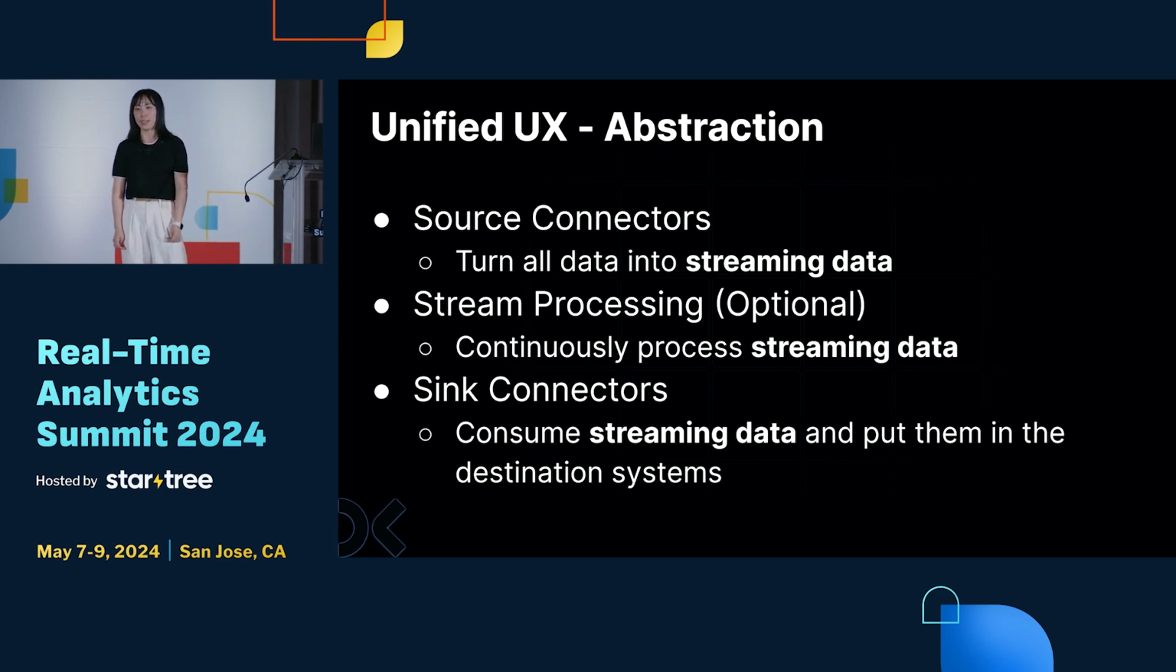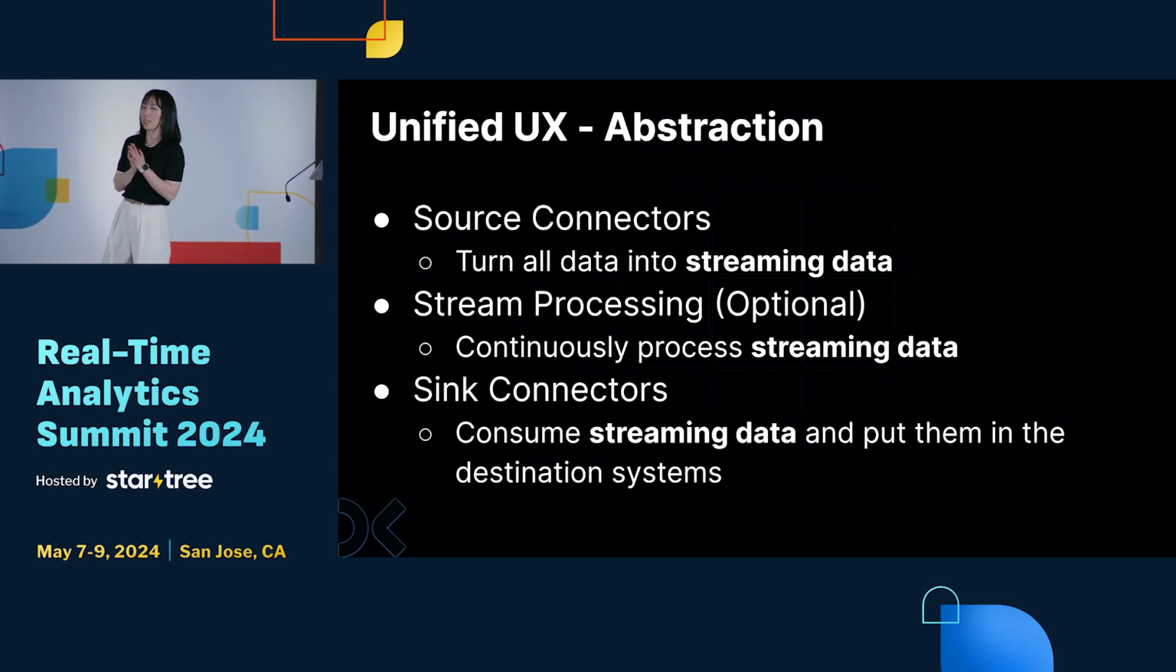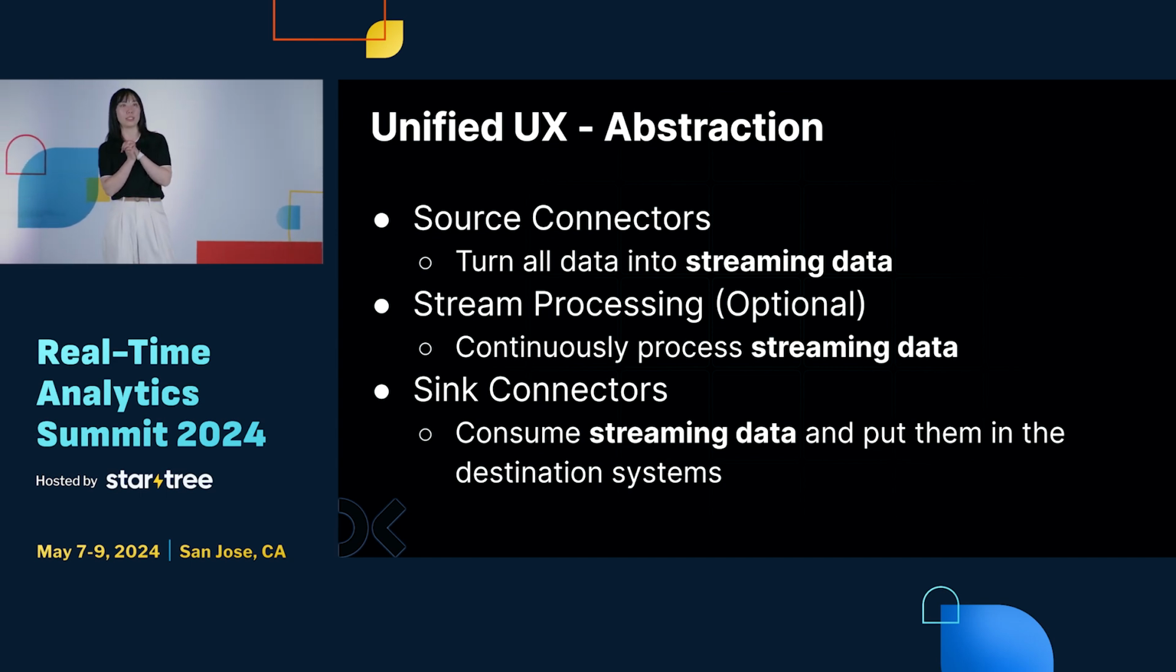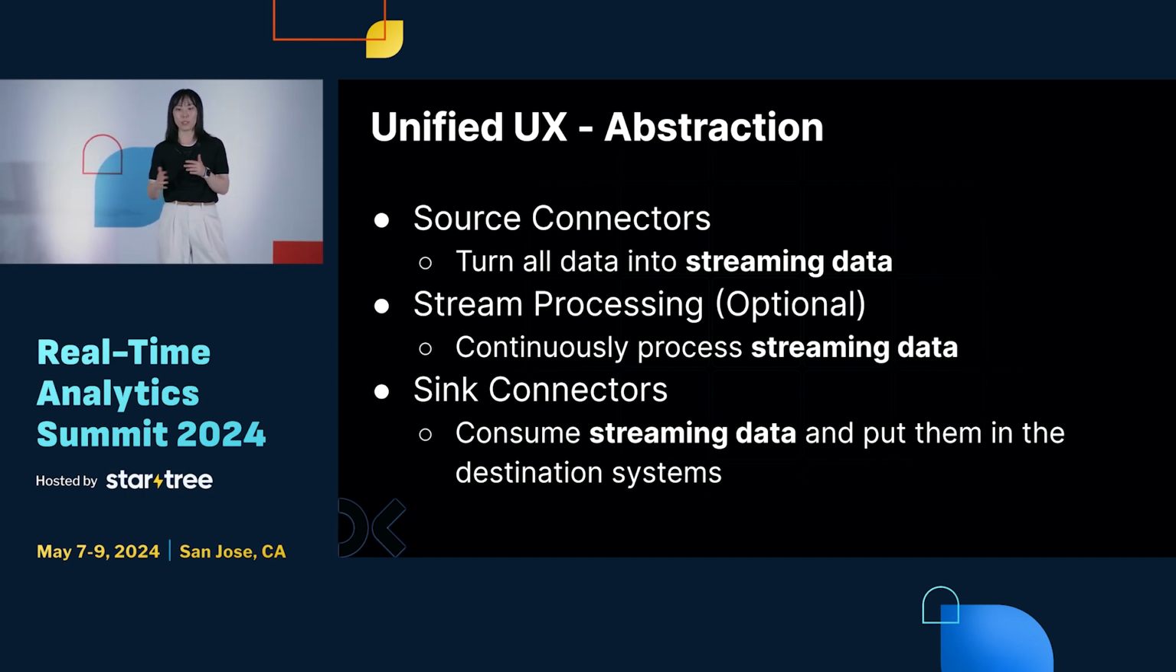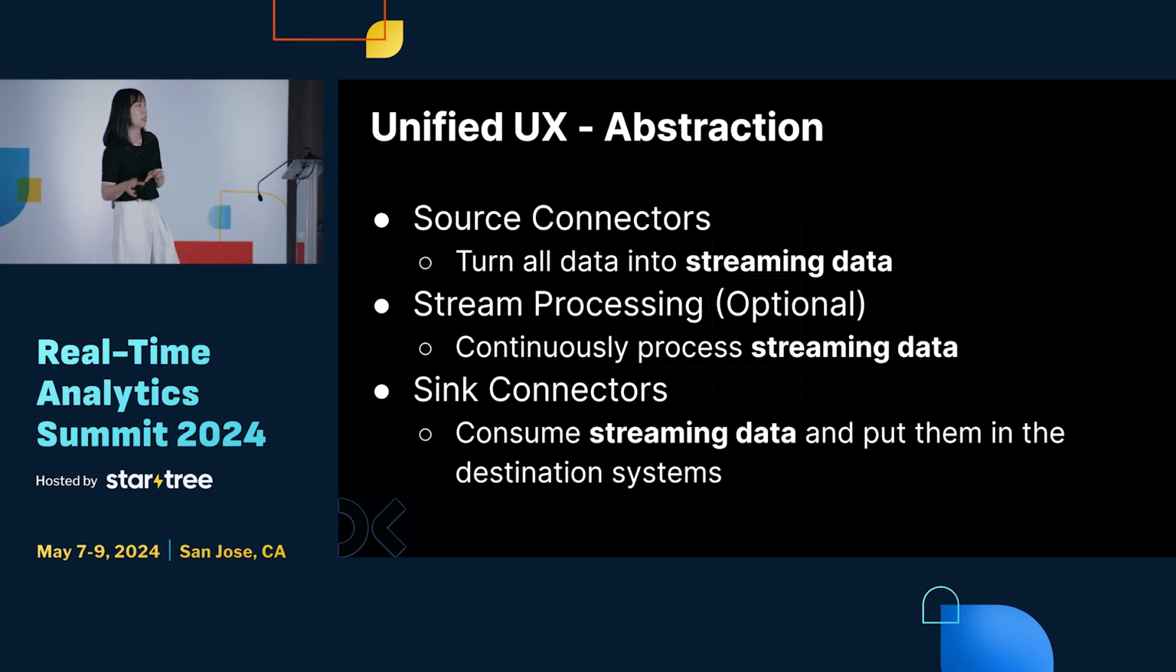And in terms of unified UX, this is where the abstraction comes in. Users shouldn't think about all those different systems. When they do data movement, they just think about applying a source and applying some transformation and applying the sink, if needed for transformation, of course. But under the hood, for the source connector, it would turn all the data into uniformed streaming data. And the stream processing would continuously process the streaming data. Sink connectors would consume the streaming data and put them into the destination systems. So it's a very simple model to understand.